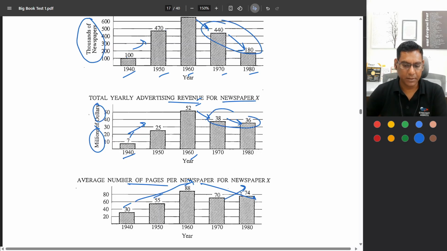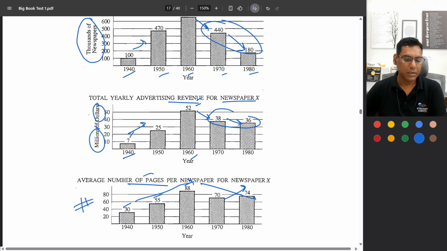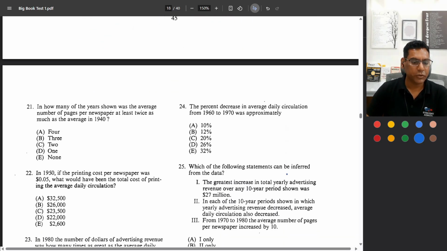Here there is an increase. Okay, but what do I have? This is numbers. The unit is numbers, pages, ad revenue, and circulation. Okay, let's look at the questions.